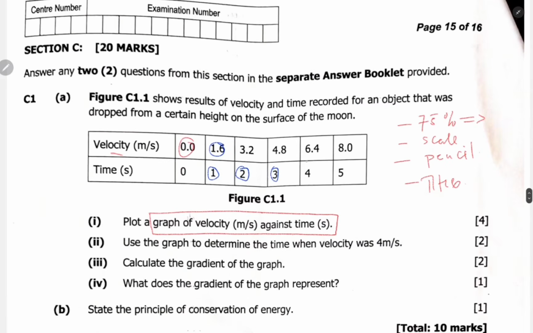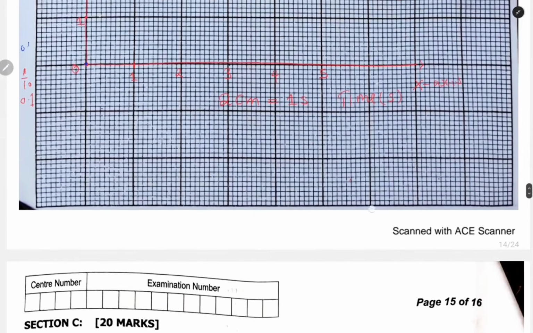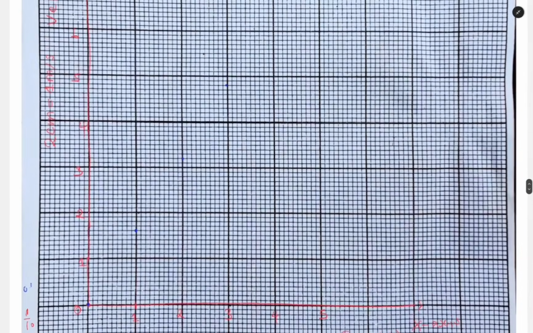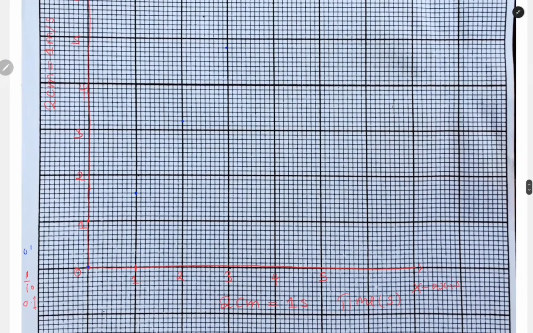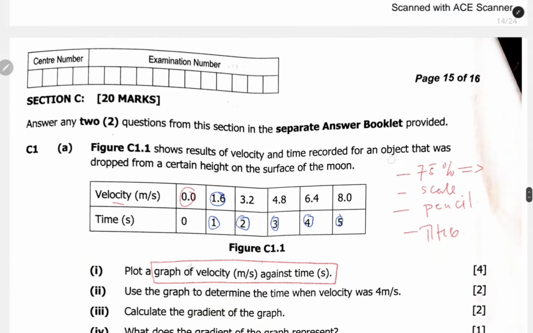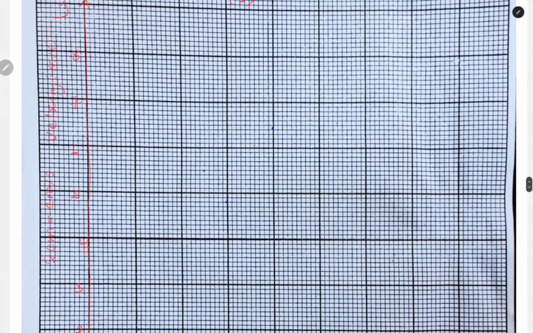Then the other point that I'm targeting is 4, 6.4. So 4 is right here. Then you follow it up. 6.4 is 6.1, 6.2, 6.3, 6.4. So 6.4 is right there. Then the next point is 5, 8. Finally, 5 is right here and follow it up to where 8 is, and 8 is right here.